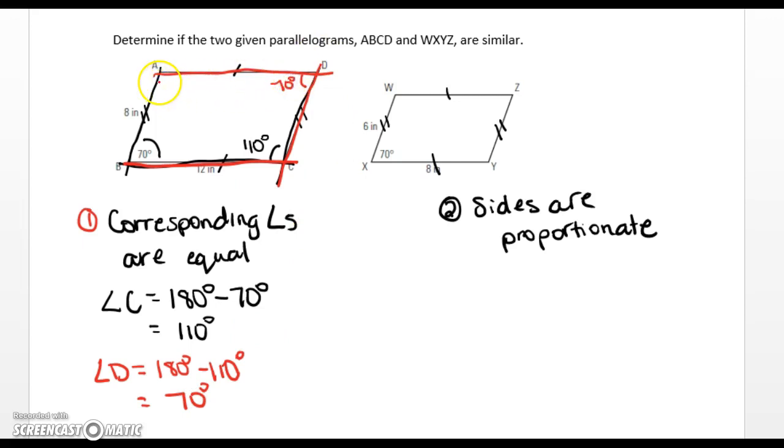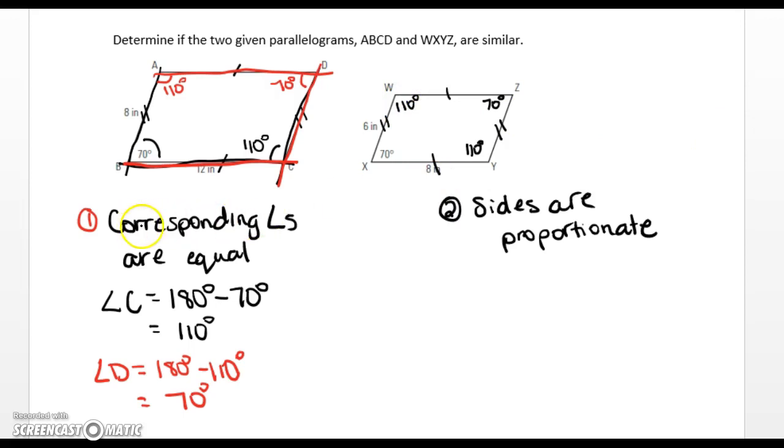And then we could do the same for angle A. So that would be 180 degrees minus 70, which we know from angle C here would be 110 degrees. So to find the rest of the angles, say for parallelogram WXYZ, you use the same properties. Here your angle here is 70 degrees, so it would be supplementary to angle Y, which would give you 110 degrees, meaning angle Z would be 70 degrees, and angle W would be 110 degrees.